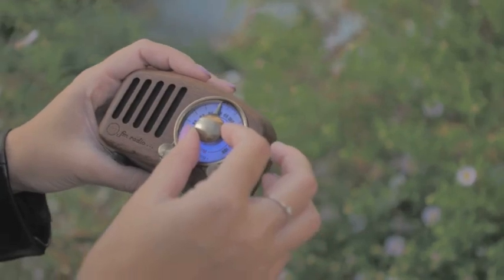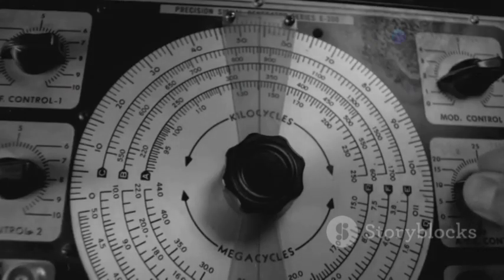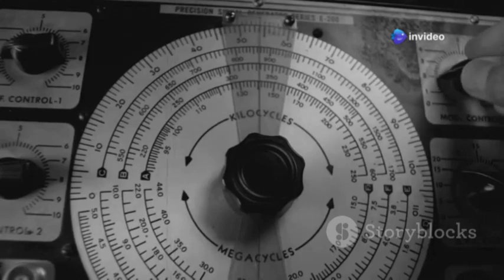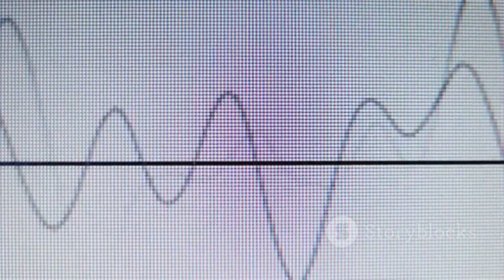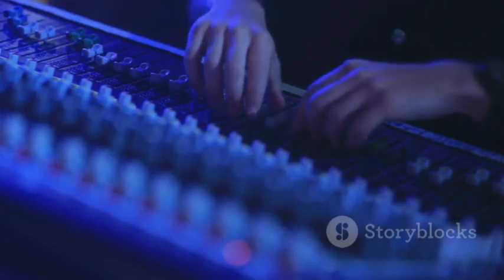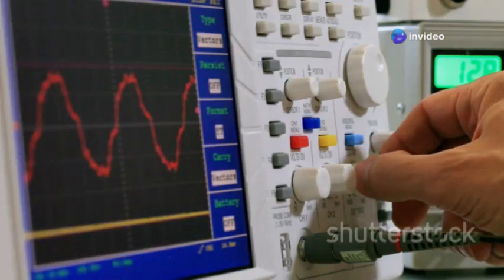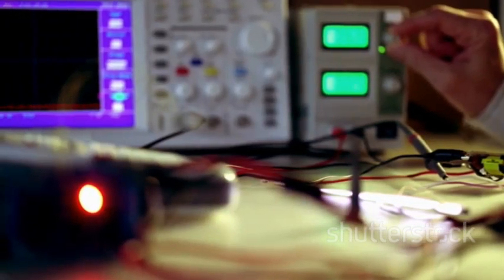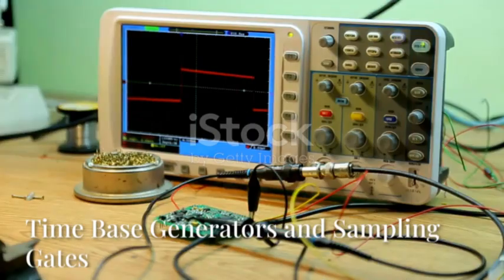Single-tuned amplifiers use one resonant circuit to select the desired frequency. Double-tuned amplifiers, as the name suggests, use two resonant circuits coupled. This coupling allows for a wider bandwidth and flatter frequency response compared to single-tuned amplifiers. Stagger tuning and synchronous tuning are two techniques used in double-tuned amplifiers. Stagger tuning involves slightly detuning the two resonant frequencies to achieve a wider bandwidth. Synchronous tuning, on the other hand, keeps both resonant frequencies the same, resulting in a sharper frequency response.